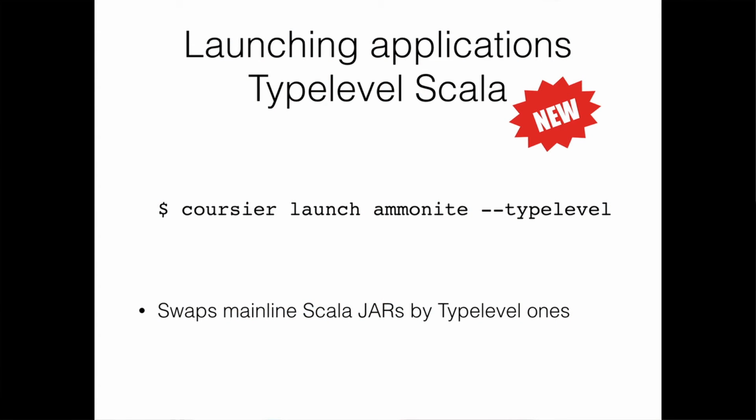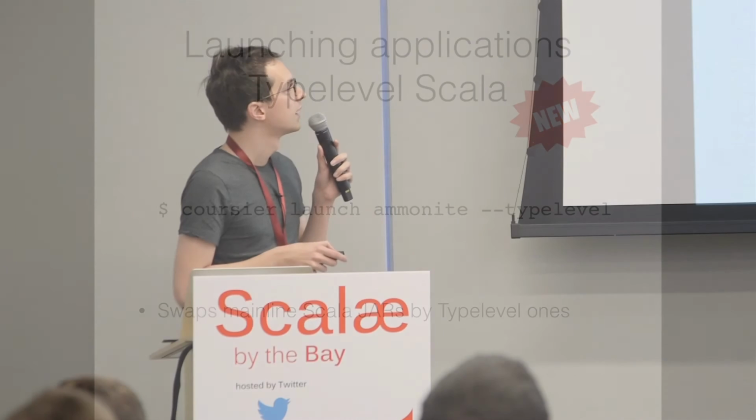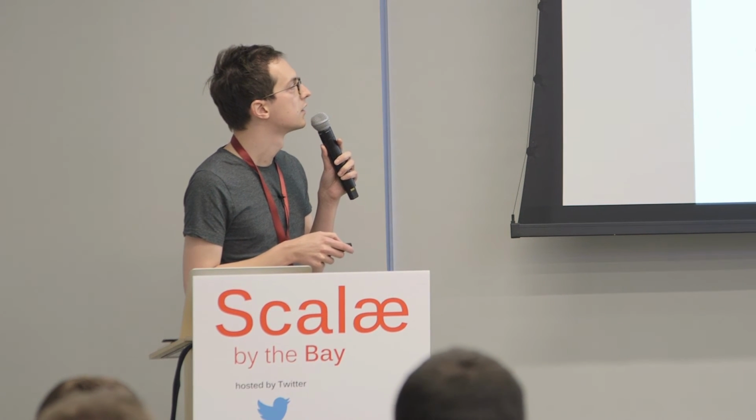Another cool application, which is in the same PR, is that when the class path of the applications launched this way is computed on the fly, we can also on the fly substitute some jars for others. For example, we can swap the mainline Scala jars for the ones from Typelevel. This command allows to launch Ammonite by substituting the mainline Scala with the one from Typelevel. That way we launch Ammonite with literal types enabled, or with the various fixes from Typelevel Scala.